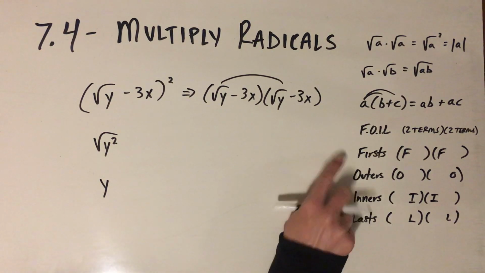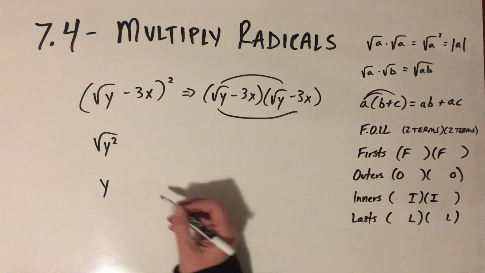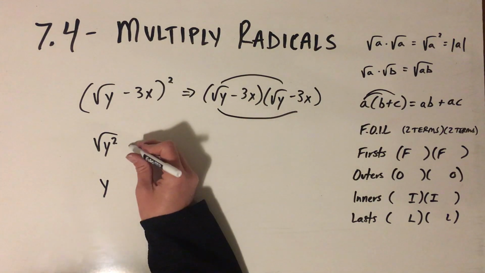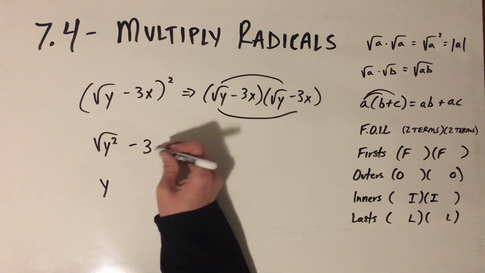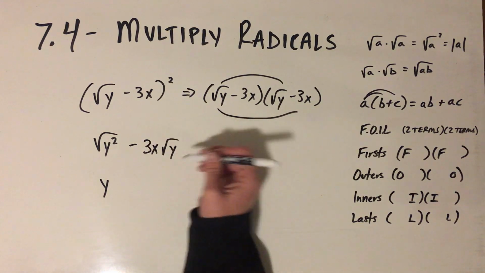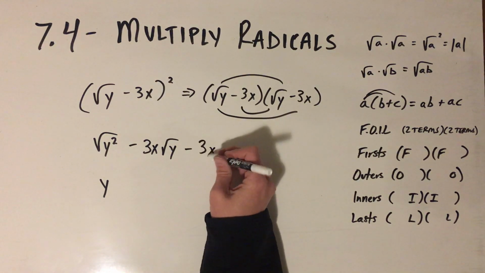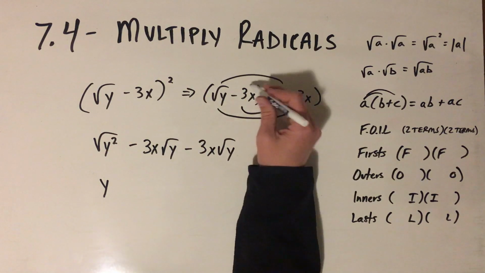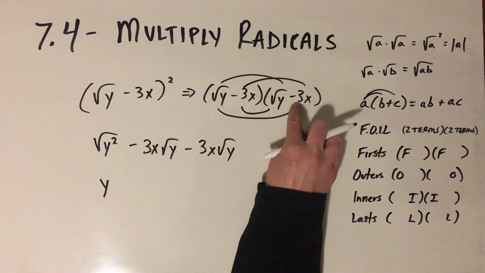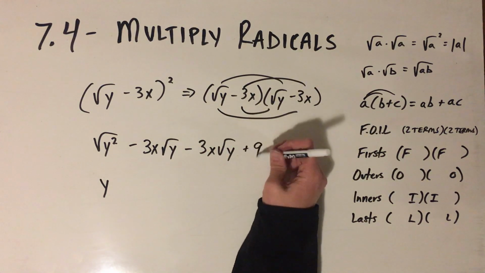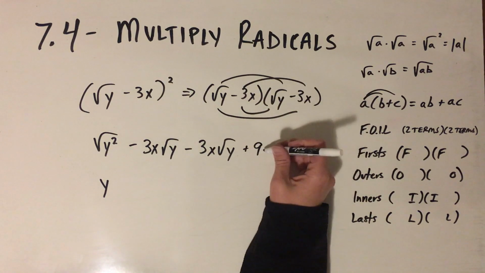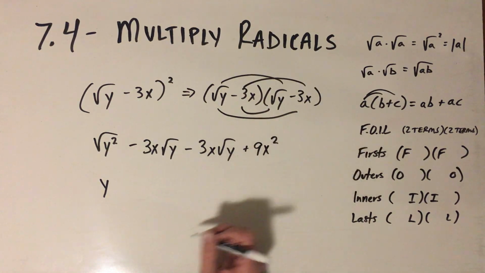That's the firsts. When I do the outers, I'm going to get a minus 3x square roots of y. Inner is going to give me the same thing, minus 3x square roots of y. And the lasts, 3 times 3 is going to give me a positive 9, and x times x is going to give me an x squared.